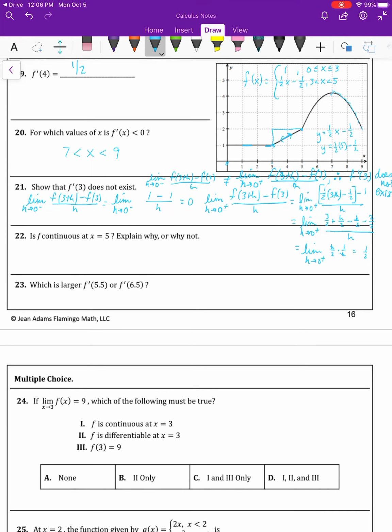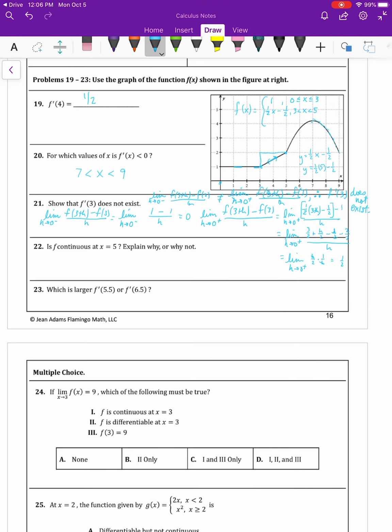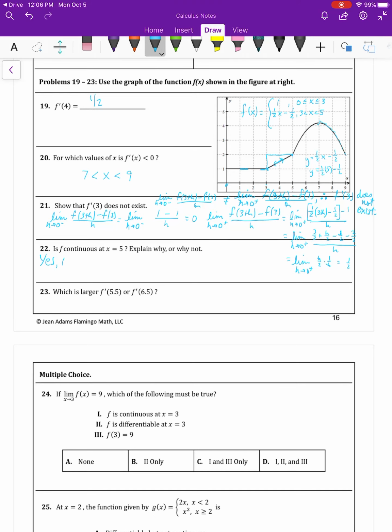Okay, is f continuous at x equals 5? It's continuous, yes. So yes, it is. You shouldn't use the word it.